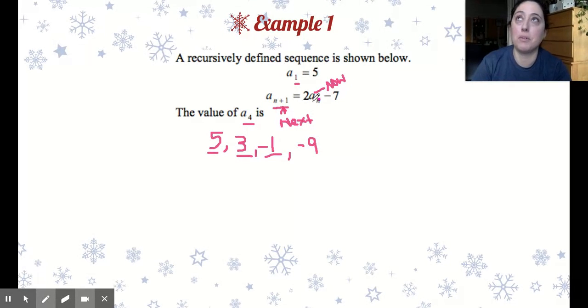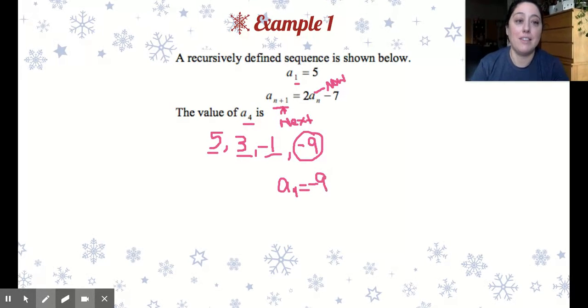Okay, so let me just double check. 2 times negative 1 is negative 2, minus 7. Yep, okay. I would check all of these on your calculator. So this is what they're asking for. So the 4th term, 1, 2, 3, 4, is negative 9. Okay, and that's my answer using this recursive function rule right here.